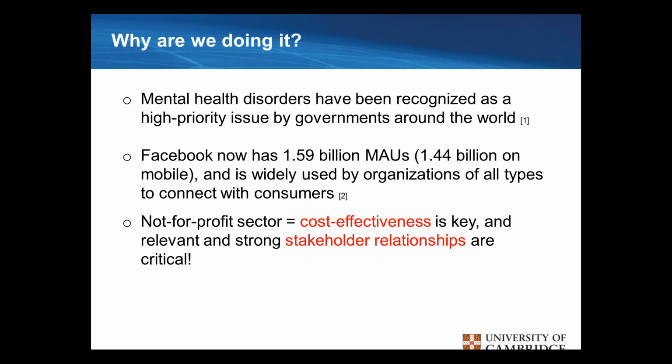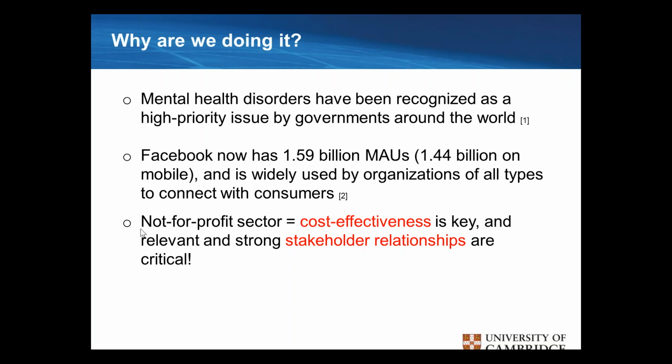Why are we doing this research? First and foremost, mental health is a big issue as far as requiring government funding, requiring organizations and groups to be set up to help boost awareness for some of these issues. We're focused on Facebook as our platform context, as it's by far the most widely used, particularly when we're talking about consumers connecting with organizations. The Facebook platform has now 1.59 billion monthly active users, 1.44 billion of those are on mobile.